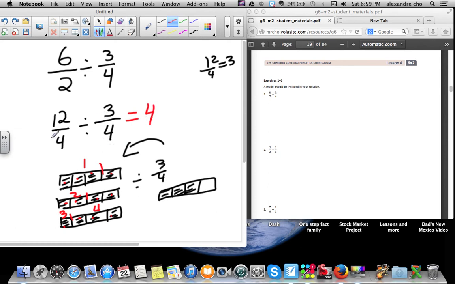Alright, and you'll see that because I have the same denominators, I told you a little trick. You can actually cross these out and pretend they're not there, and it becomes 12 divided by 3, and 12 divided by 3 is simply 4. Okay?